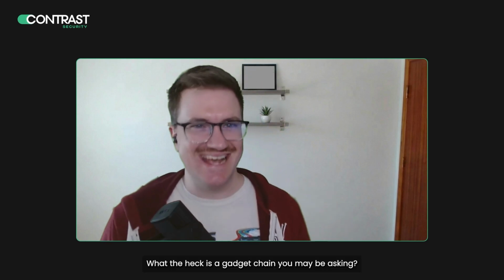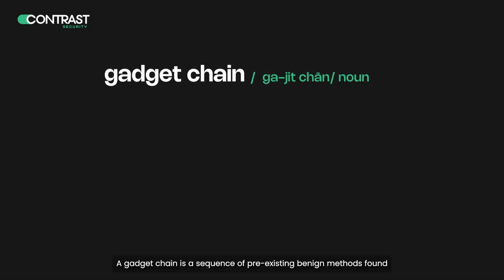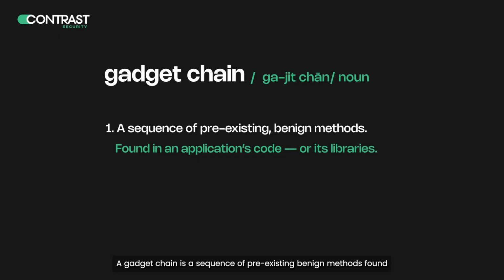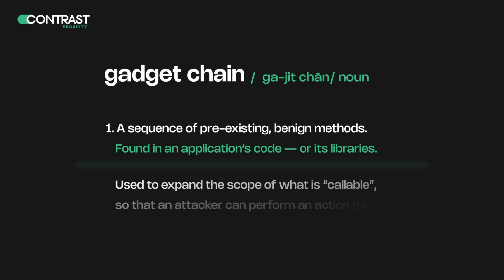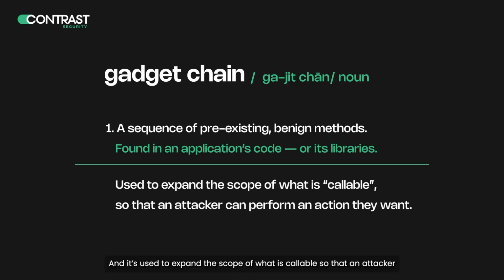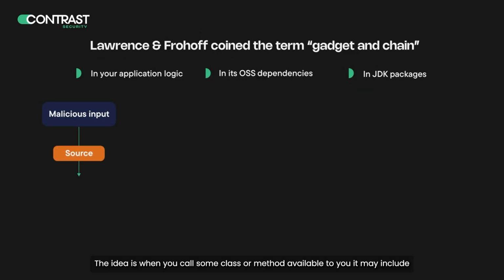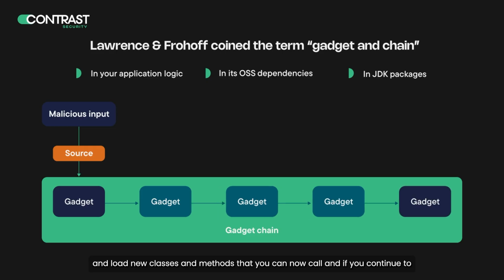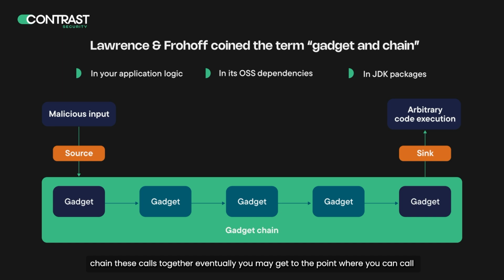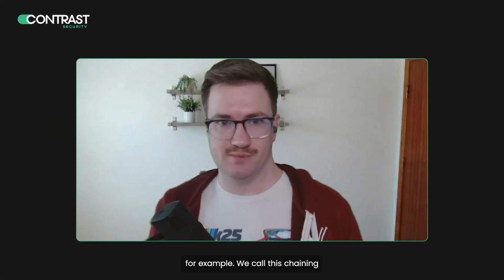What the heck is a gadget chain, you may be asking? A gadget chain is a sequence of pre-existing benign methods found in the application's code or its libraries, frameworks, and so forth. And it's used to expand the scope of what is callable so that an attacker can perform an action they want. The idea is when you call some class or method available to you, it may include and load new classes and methods that you can now call. And if you continue to chain these calls together, eventually you may get to the point where you can call something that lets you execute a command, for example. We call this chaining gadget chains.